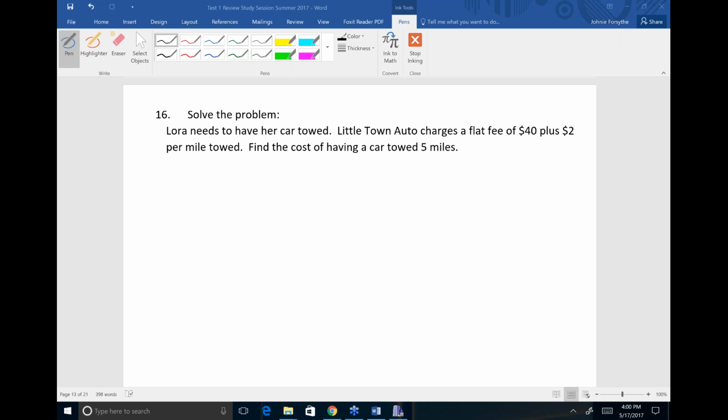Okay, another word problem. Laura needs to have her car towed. Little Town Auto charges a flat fee of $40 plus $2 per mile. Find the cost of having a car towed 5 miles. So the way I would think about this is write an equation. So the cost, let's say C. So it's C equals the cost, and then I'll say M equals miles towed.